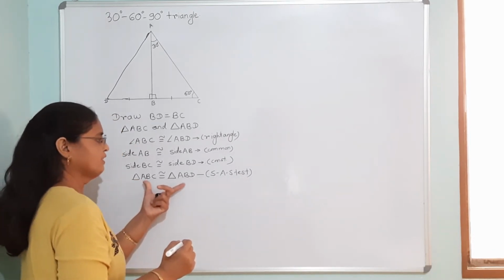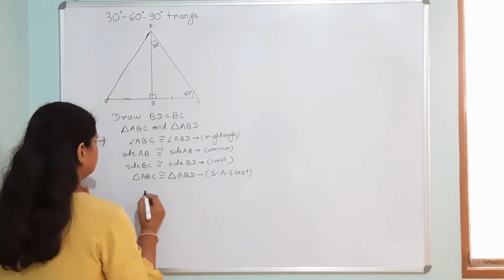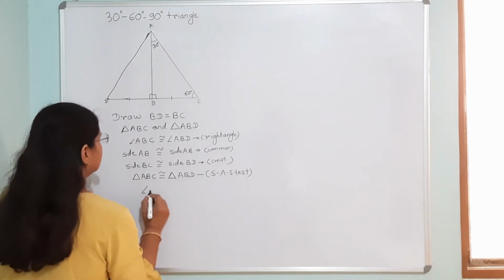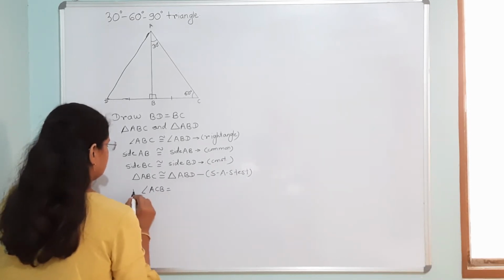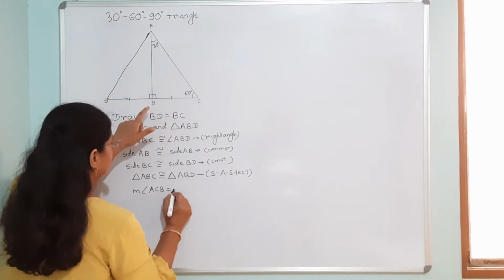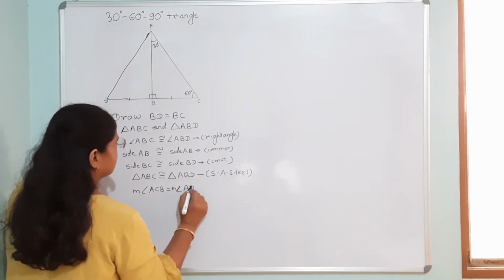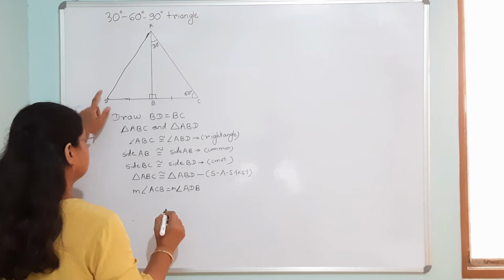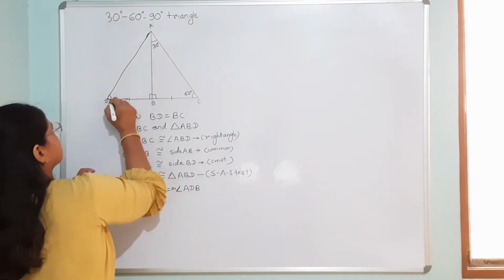As these two triangles are congruent, their corresponding angles should be congruent. That means angle ACB is equal to angle ADB. That means angle ADB is also 60 degrees.